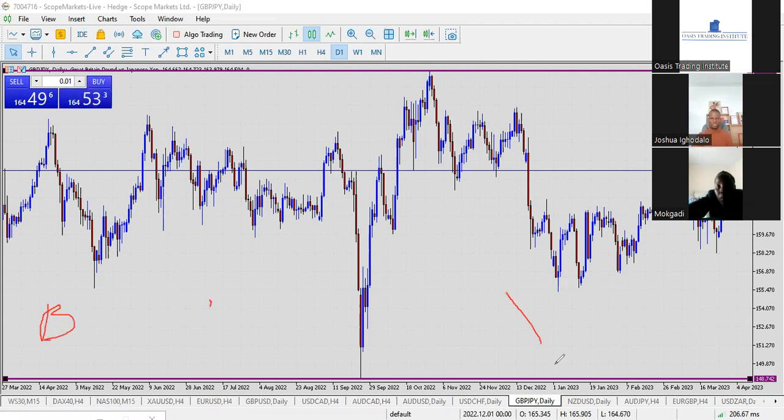And once you are done with this analysis, you check that first aspect. The next thing you're going to be checking is the individual resistance and support. You have first identified the highest highs and the lowest lows. The next thing you're going to be checking is individual resistance and support.